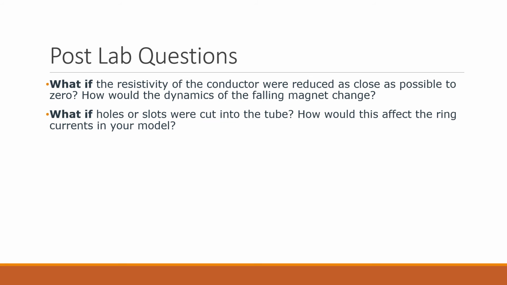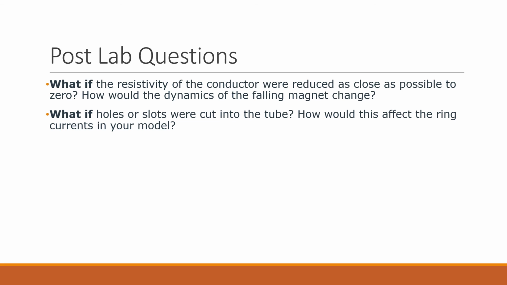So finally, post-lab questions. What if the resistivity of the conductor was reduced as close as possible to 0? Well, according to Ohm's law, because resistance is in the denominator, that would maximize the induced current. And because the whole reason why the magnet slows down in the first place is because it's a motional EMF type situation, the current is responsible for slowing down the magnet.